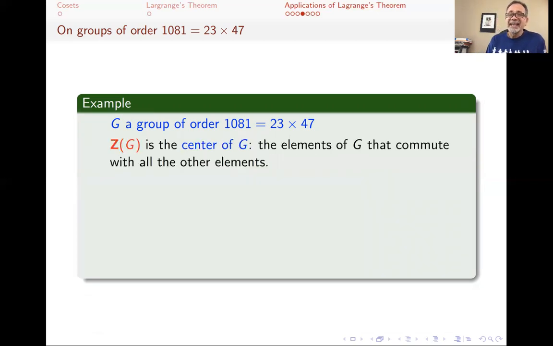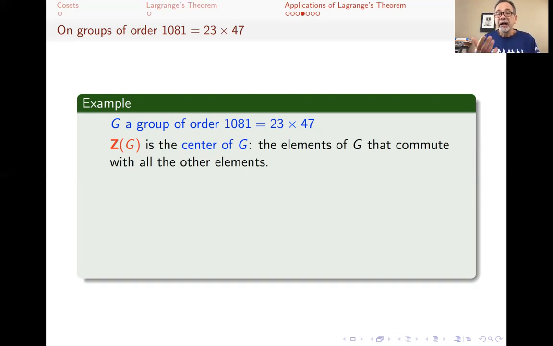I'm going to look at the center of this group because I'm interested in finding out how I know about elements of the group commuting. Commuting is not part of the definition of a group, so two elements of the group do not have to commute, but sometimes they do, and I want to know more about that. If a group is abelian, then everything commutes. Now, the center of the group is the elements of G that commute with all the other elements.